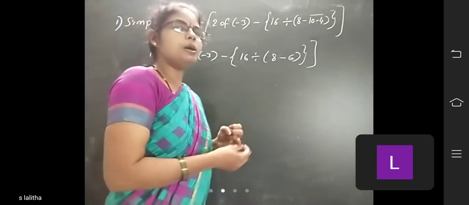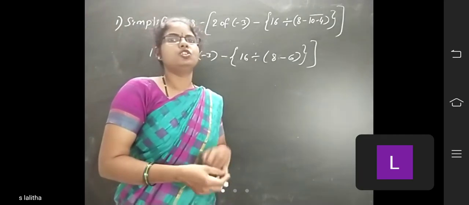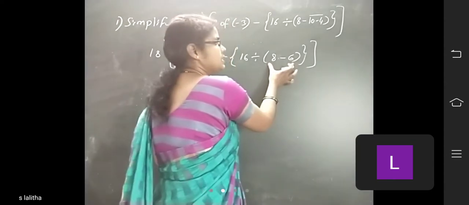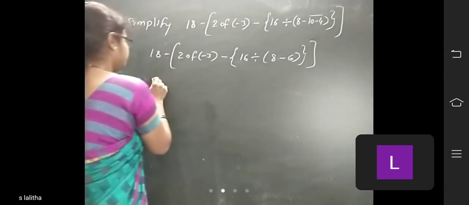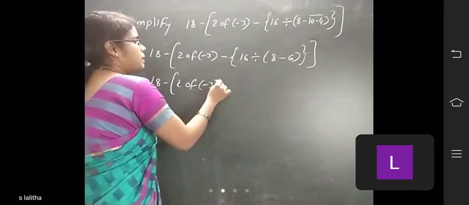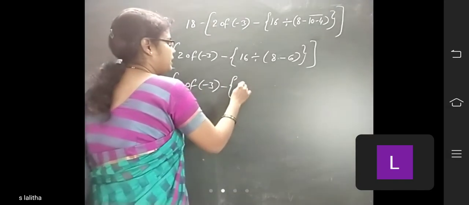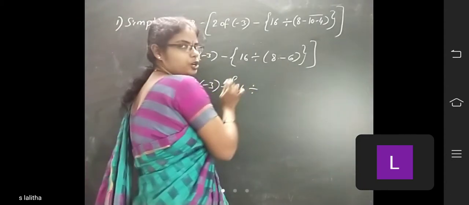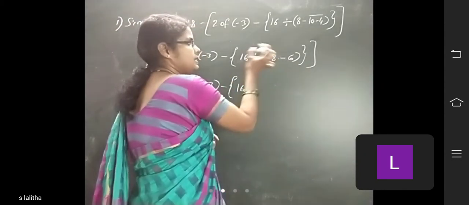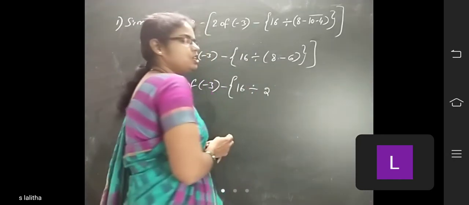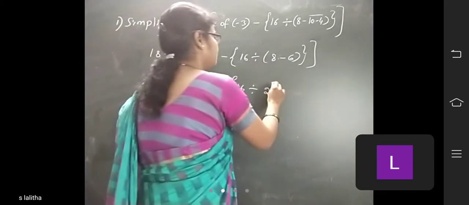Next, which one should you remove? The small bracket. So what is the small bracket? Here, this is the small bracket. First you should remove that one. 18 minus 2 of minus 3 minus {16 divided by (8 minus 6)}. 8 minus 6 how much, children? 2. So we remove the small brackets.